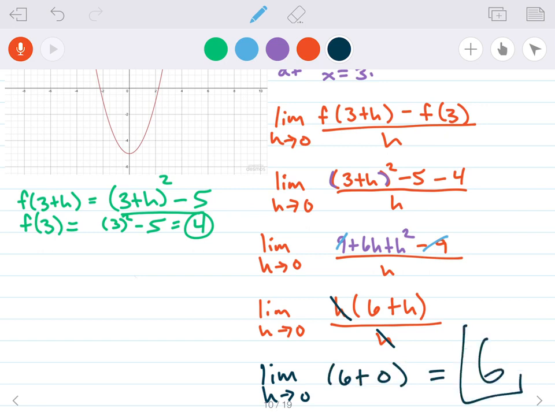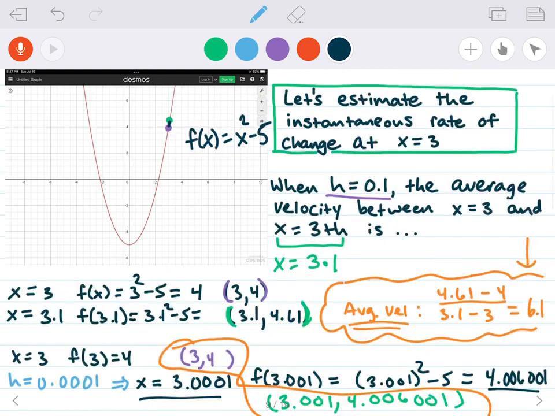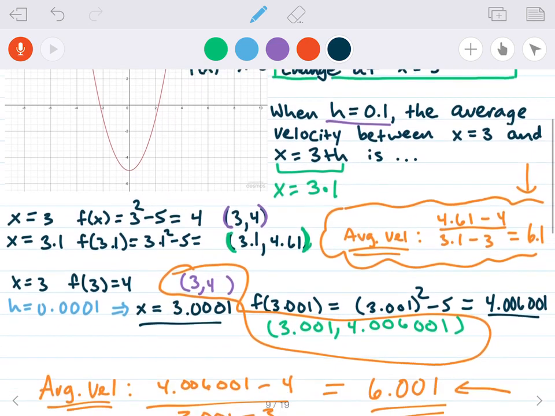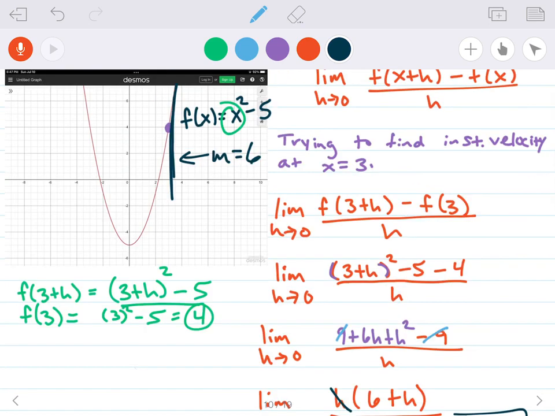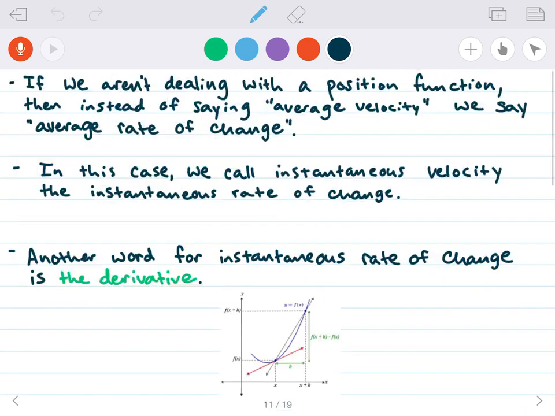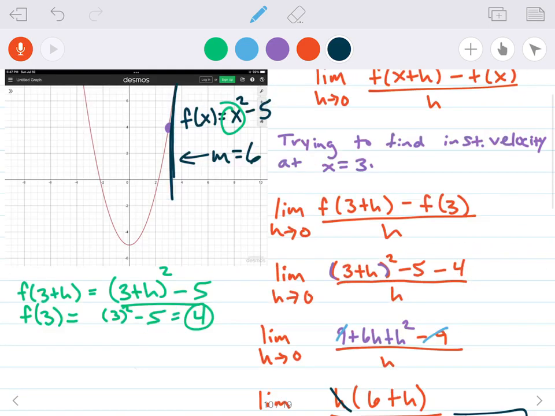Yes, we got 6. So the instantaneous velocity, the slope of this tangent line, is equal to 6. Does it make sense? Yes, it's a positive slope, certainly. And our estimate was, we did a pretty good job with our hypothesis. So yeah, that's how you do it. Should we do another example? Let's see. Yeah, why not?